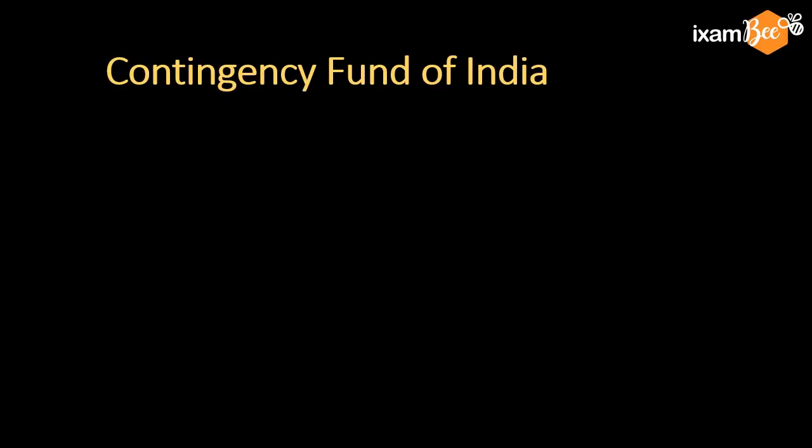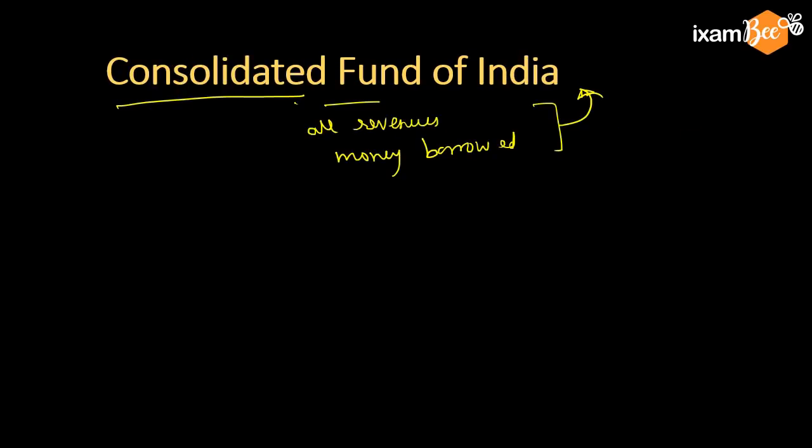Contingency Fund of India, as its name suggests, is a fund placed for contingency time, and this fund is at the disposal of the President of India to make advances to the government or executive for some urgent requirement. So that is contingency fund. The name itself suggests contingency. In normal course, normal business, this fund is not touched. Normal business happens through Consolidated Fund of India.